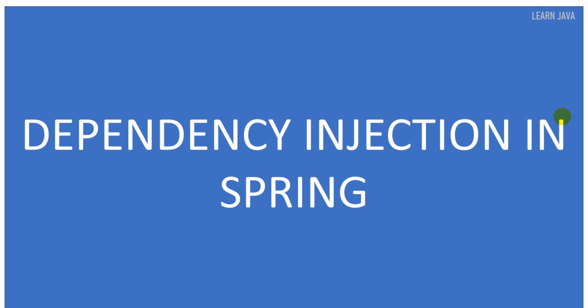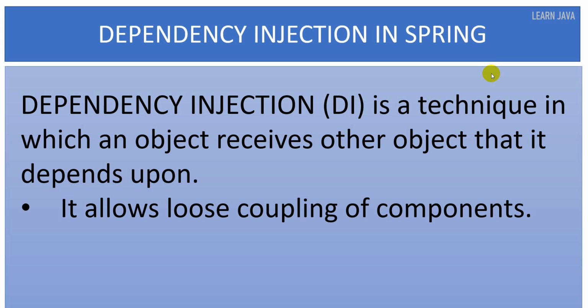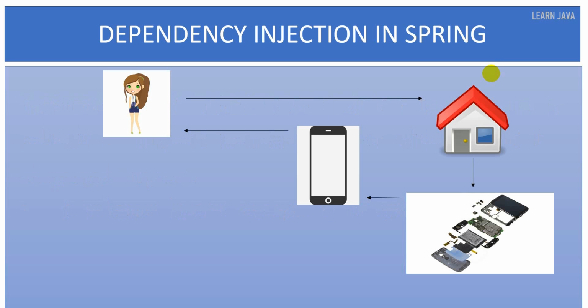In this video, we are going to learn about dependency injection in Spring. Dependency injection, also known as DI, is a technique in which an object receives other objects that it depends upon. It also allows loose coupling of components.